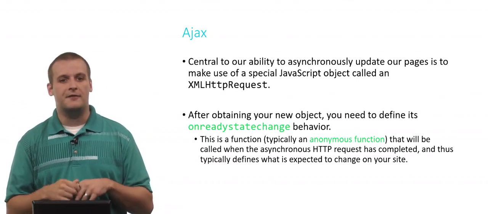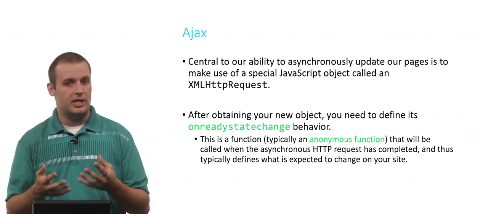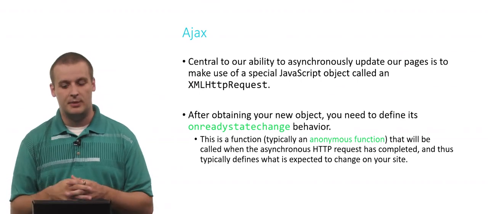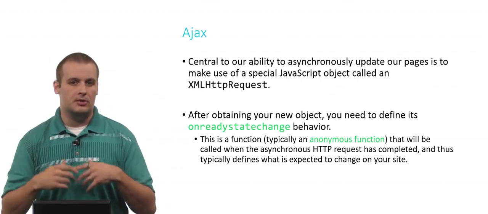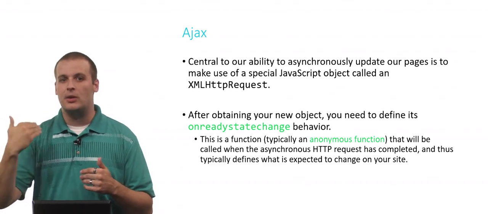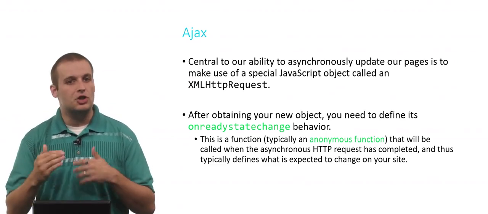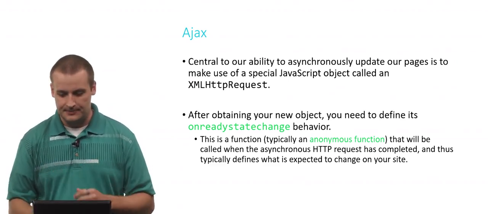Typically, we define something that is supposed to happen when the state changes using an anonymous function. And we're going to see an example of this in just a moment. We don't have to give that function a name. We just want it to do something whenever it detects some change in the status of loading the site.